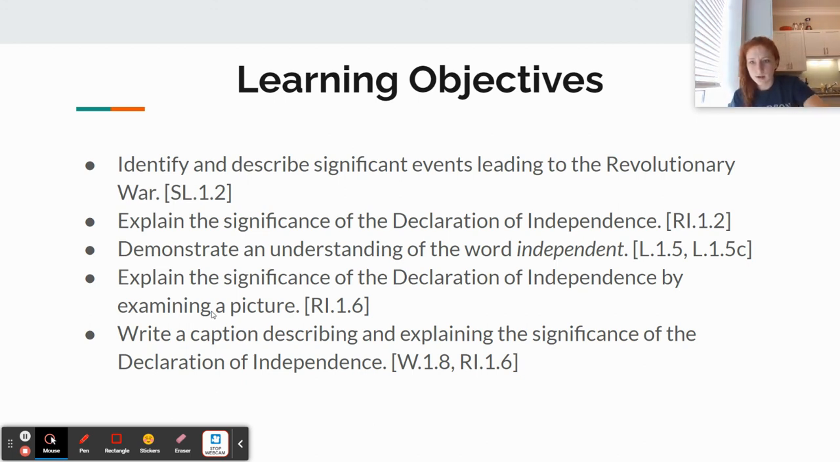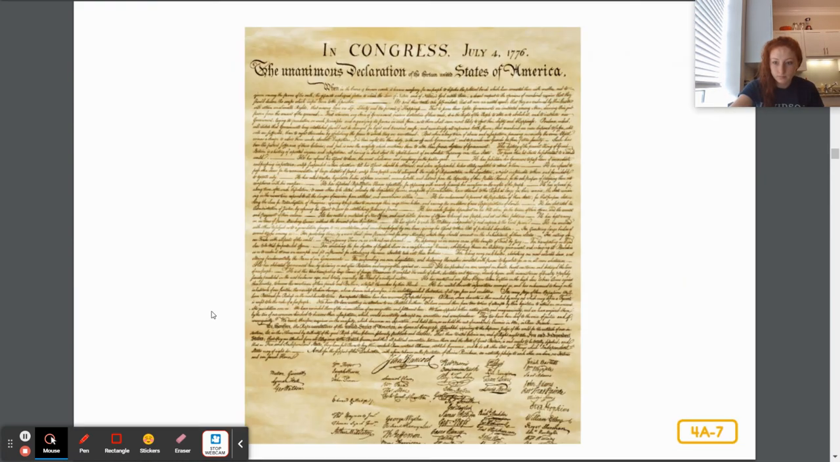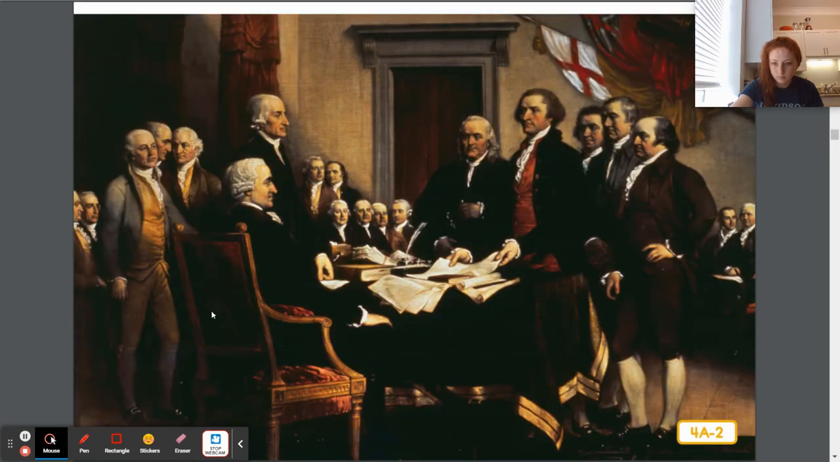There was one more thing that I wanted to say to you really quick, but I didn't have a slide for that. So, one of our learning objectives is to look at a picture and talk about the significance or the importance of the Declaration of Independence. So you're going to have a picture. It's going to be this picture, okay?